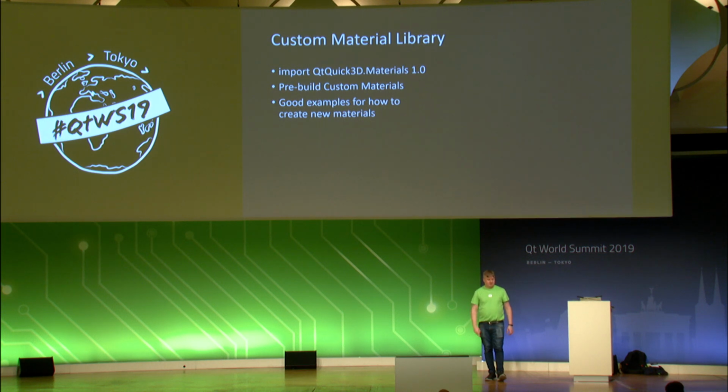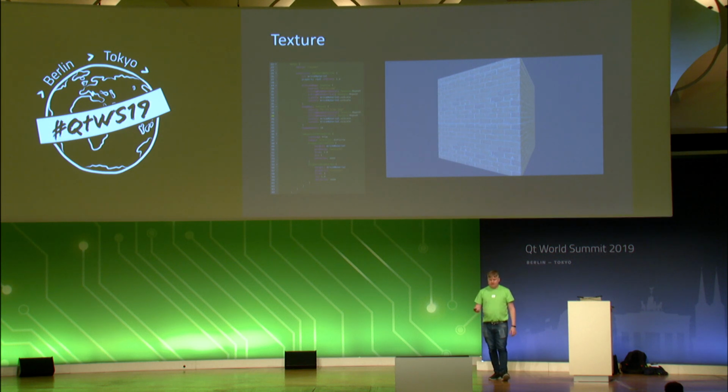And we do actually provide a custom material library that has some pre-built materials that we did, and they're good examples of how that can be done if you're going to create your own custom shaders. And then we also have the texture wrapper.